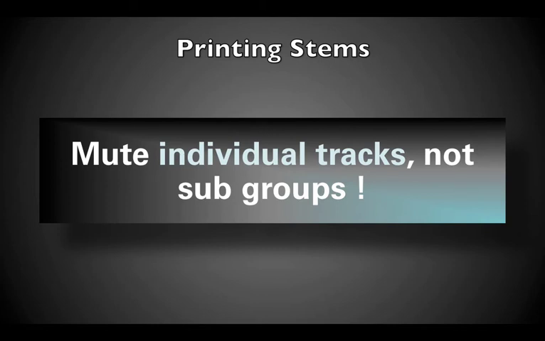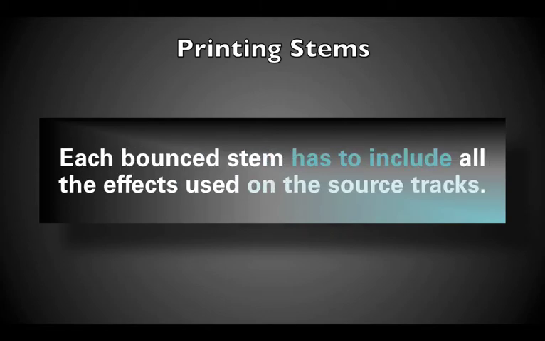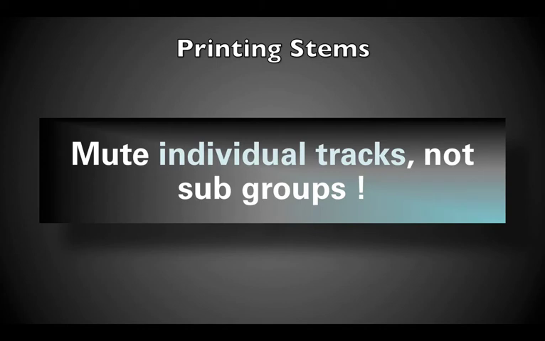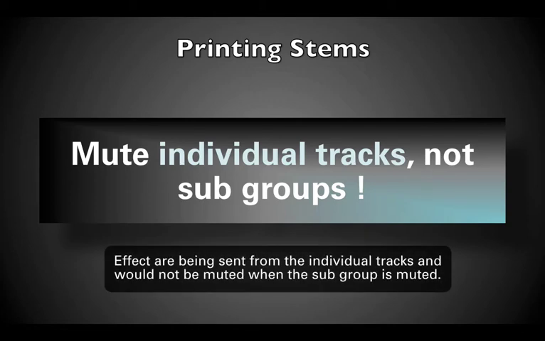Now you want to mute individual tracks and not the subgroups, simply because each bounce has to include all the effects used on its source tracks. So if I'm bouncing drums and I have a guitar reverb on it, and then I'm bouncing guitar and also have a guitar reverb on it, I would then therefore double up the volume of the guitar reverb, and the final combination of the stems would not represent the final mix anymore. So you have to mute individual tracks and not the subgroups. If you mute the subgroups, the effect sends are coming from the individual tracks and will still be heard.